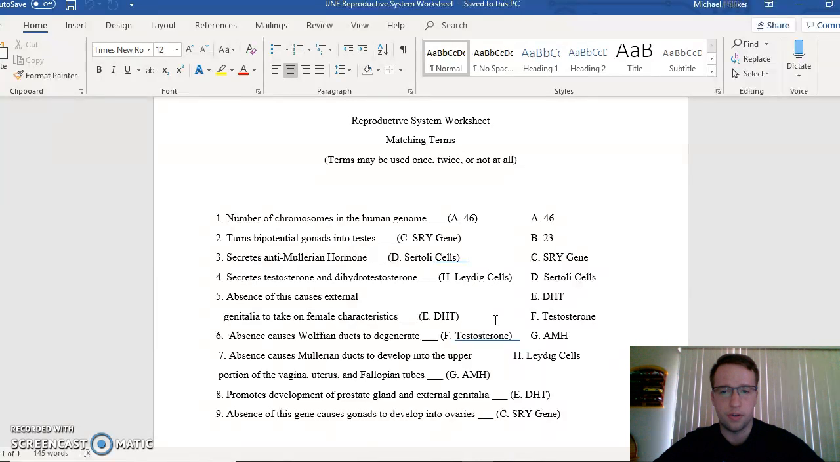The SRY gene turns the bipotential gonads into testes. The Sertoli cells secrete anti-Mullerian hormone. The Leydig cells secrete testosterone and dihydrotestosterone. The absence of DHT causes the external genitalia to take on female characteristics. Testosterone being absent causes the Wolffian ducts to degenerate. And the absence of AMH causes Mullerian ducts to develop into the upper portion of the vagina, uterus, and fallopian tubes. DHT promotes the development of the prostate gland and external genitalia, and the SRY gene being absent causes the gonads to develop into ovaries.